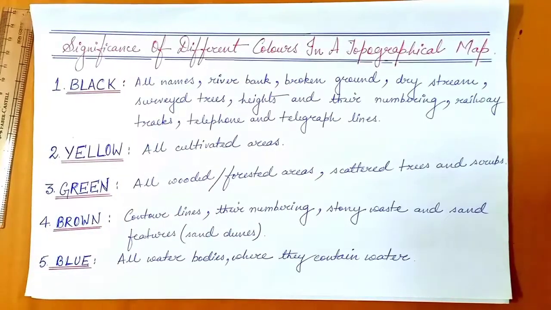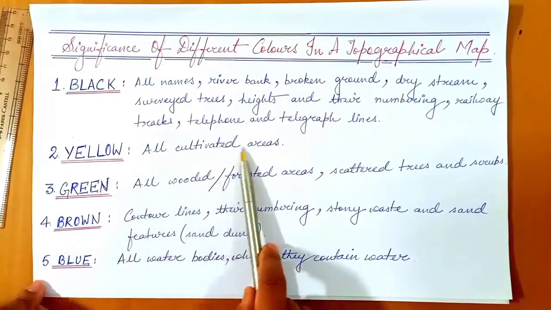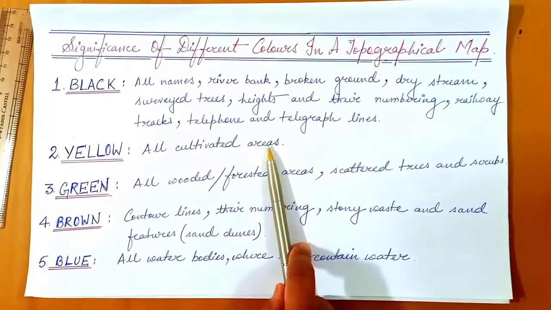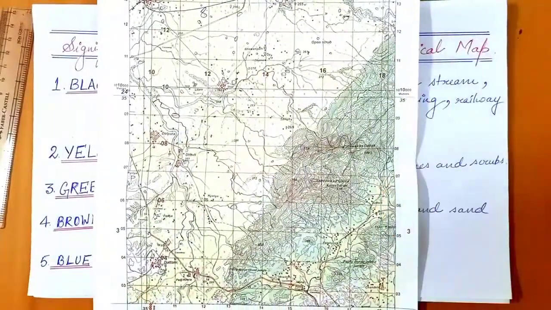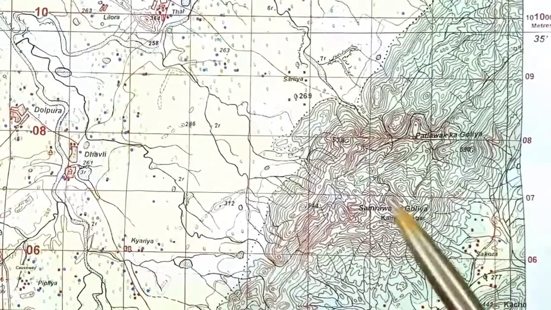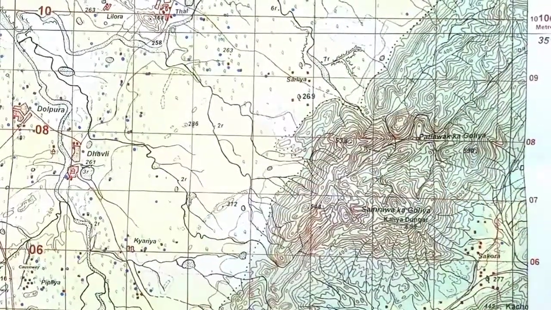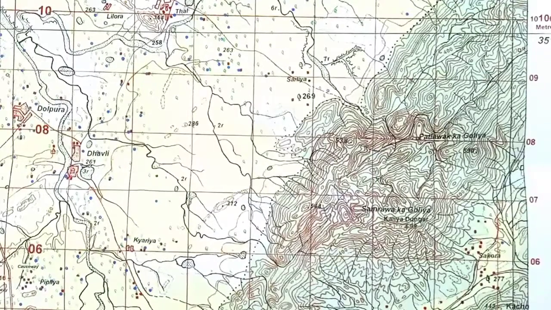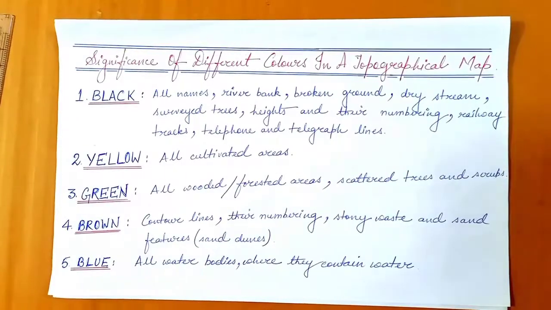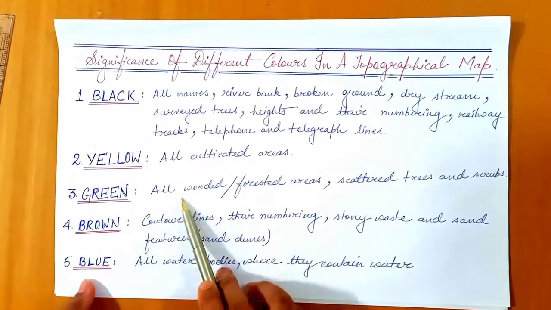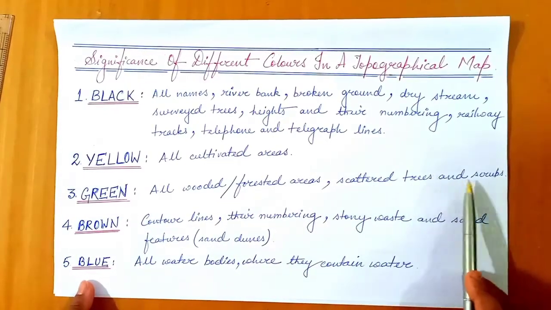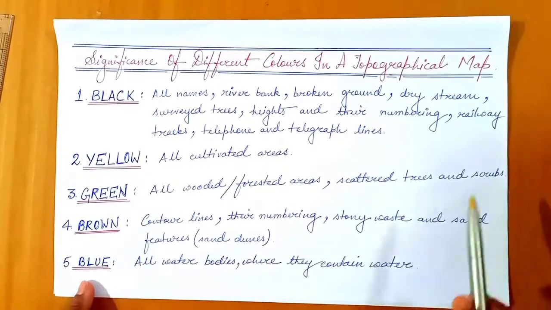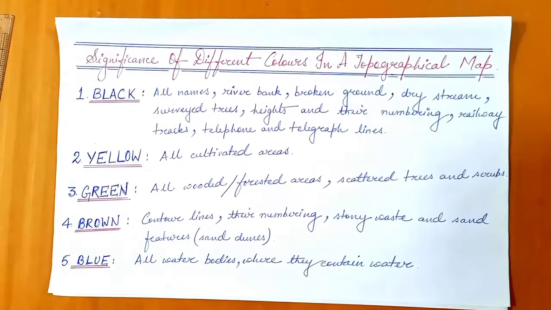The next color is yellow. So all the cultivated area in a topographical map is shown with yellow color. So students, you can see, I'll zoom in, you can see the whole area is yellow, and this region is cultivable area, or it is fit for growing crops. The next color is green. So all wooded, meaning forested areas, even scattered trees and scrubs, are shown with green color in a topographical map.